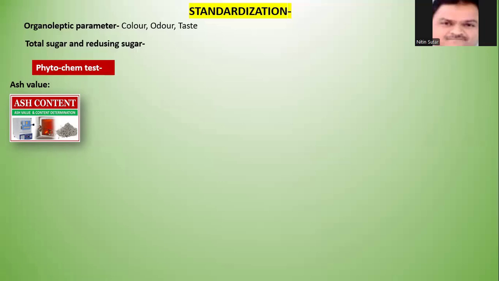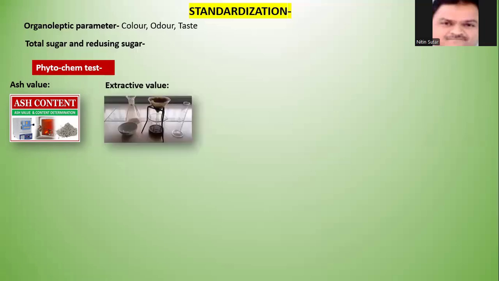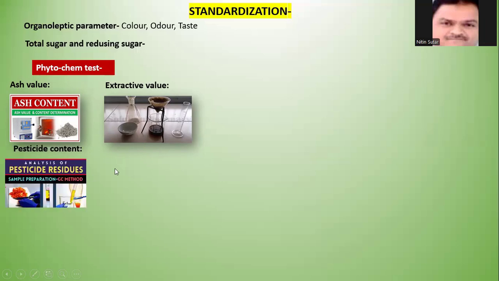Okay. Now the next one is the physicochemical tests. That includes your ash value. All of you know well, we perform this using a muffle furnace. Then extractive value. Then your pesticide residue. As these are herbal drugs, we spray some pesticide on this particular drug material. So some pesticide residue in a trace amount may remain on the drug. So it is necessary to check that. Okay. So we are going to check the pesticide residue.